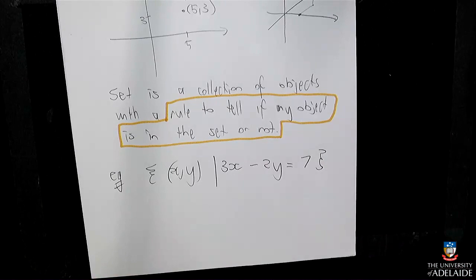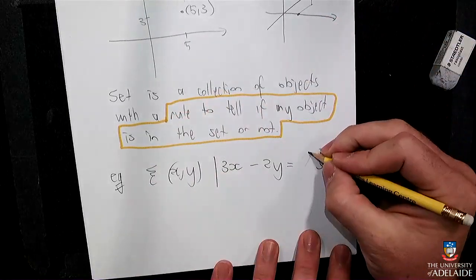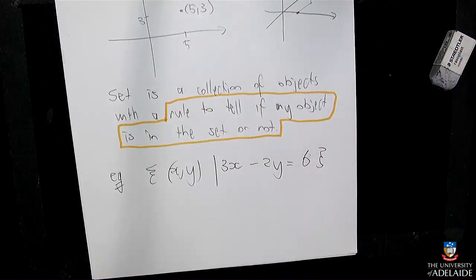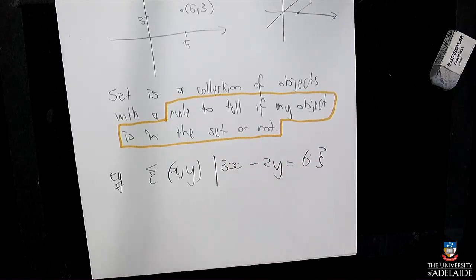I don't want 7, I'm sorry, I'm going to choose 6 because that'll make my example a little easier. Okay, so what this is saying is that the rule for being in this set is that you take the x and y coordinates and you put them into this formula, and if it comes out to the answer 6, then it's part of the set, and if it comes out to any other answer other than 6, it's not part of the set. Okay? And from our experience with equations, we can know that this kind of equation always produces a straight line.